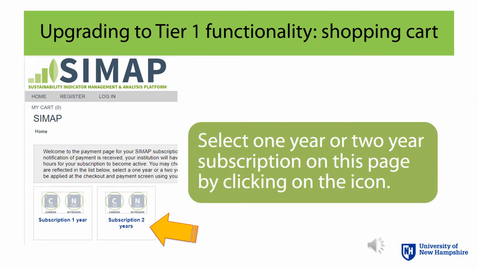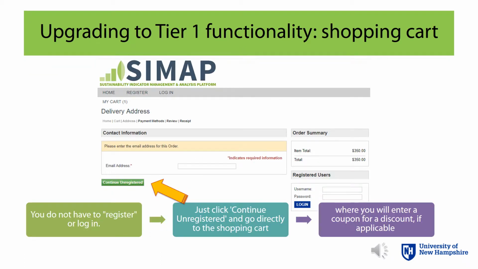Here you can select a subscription for 1 year or for 2 years. Enter your email address, then click Continue Unregistered button. It will take you to the next page where you can enter your credit card information.